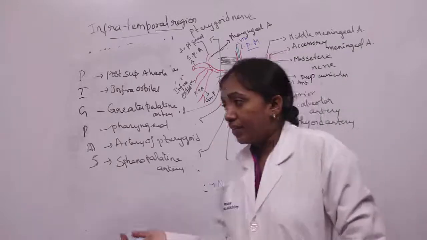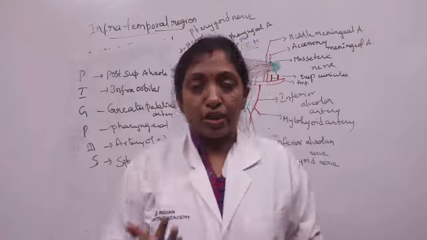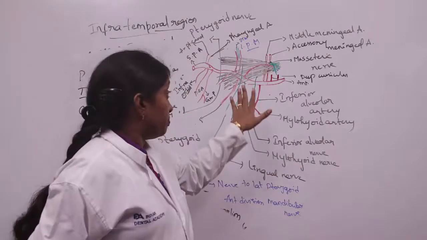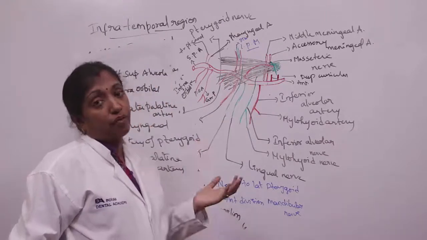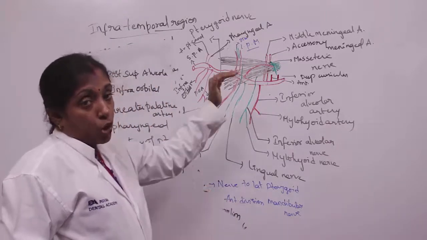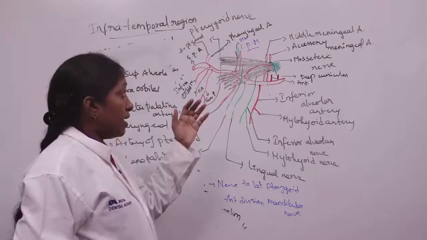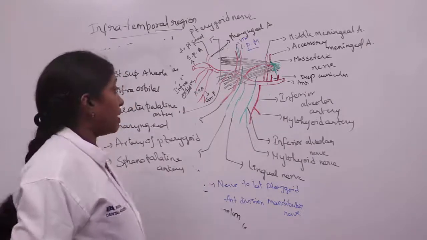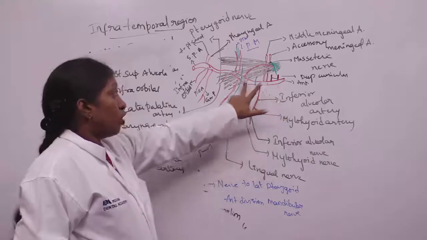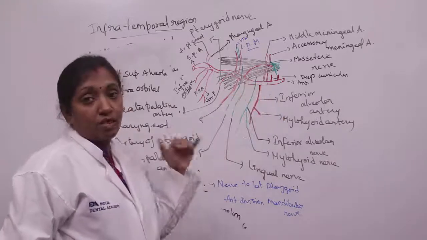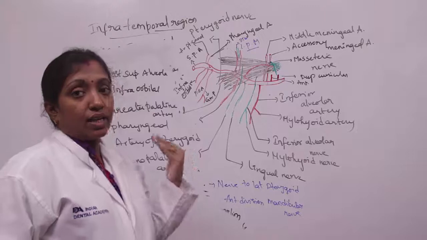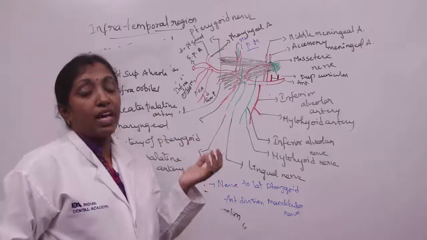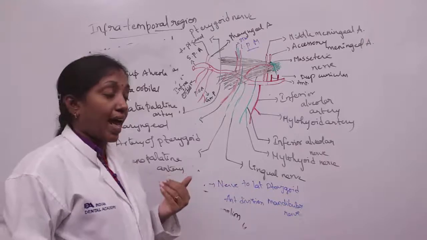So the maxillary artery is one of the terminal branches, the largest terminal branch of the external carotid artery, and by the lateral pterygoid muscle, the lower head of lateral pterygoid muscle, the maxillary artery divides into 3 parts. First part, second part, and third part. First part is up to the lower border of the muscle. It gives 5 branches, that is DAMAI: D for deep auricular, A for anterior tympanic, M for middle meningeal, A for accessory meningeal, and I for inferior alveolar.